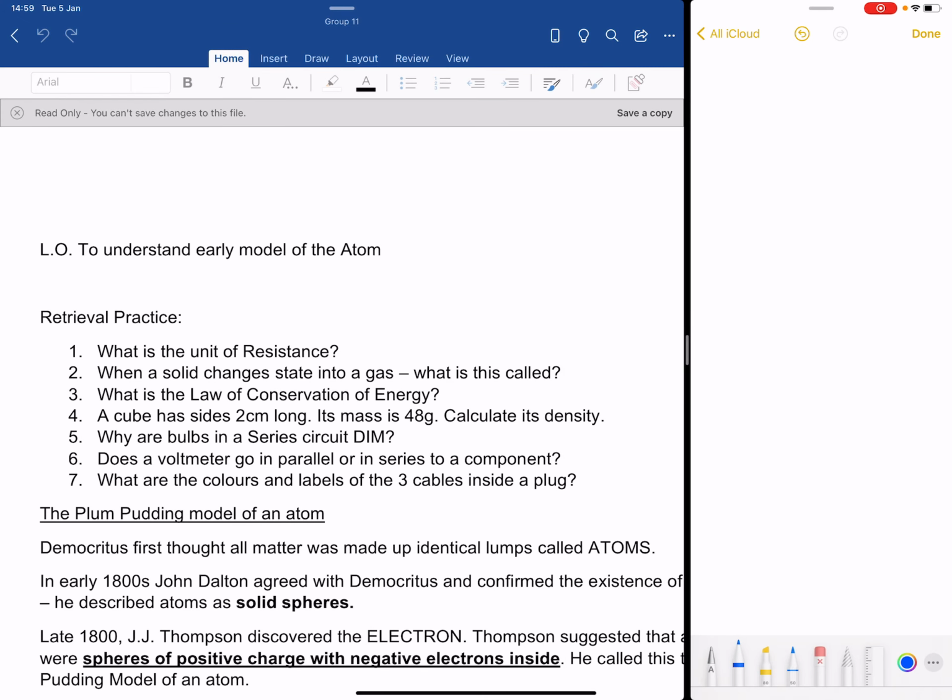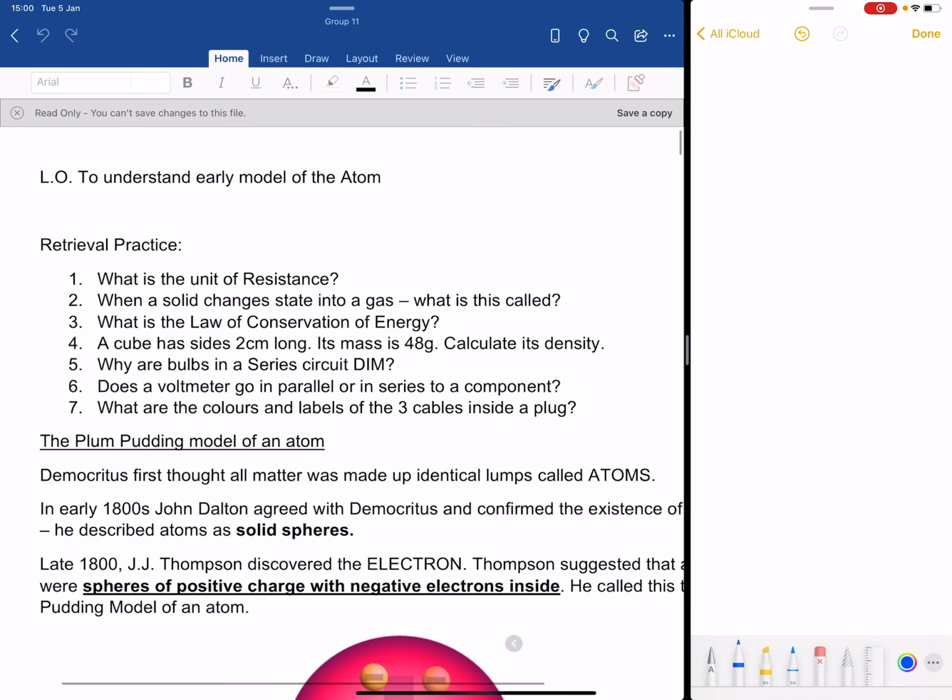Hi, we're going to do a quick revision of AQA's Topic 1 GCSE Chemistry topic. The topic is atomic structure, so let's have a quick look at this. It starts off with the early model of the atom.